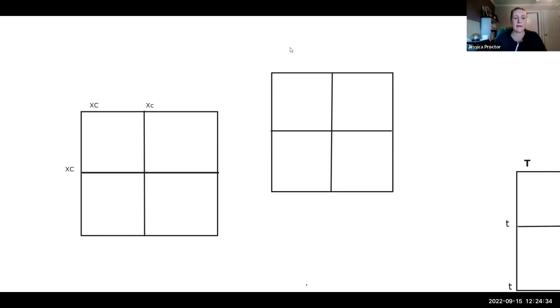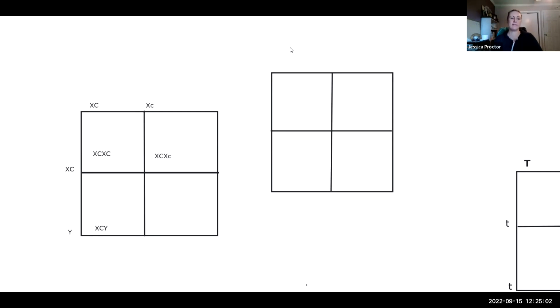Okay, so once we have it set up, it's the same as any other Punnett square. So here in this first box, we've got an X big C, X big C. Here in the second box, and always the dominant trait first, so X big C, and then an X little c like that. In our third box, we've got an X big C and a Y. Okay, and then in our last box, we've got an X little c and a Y.